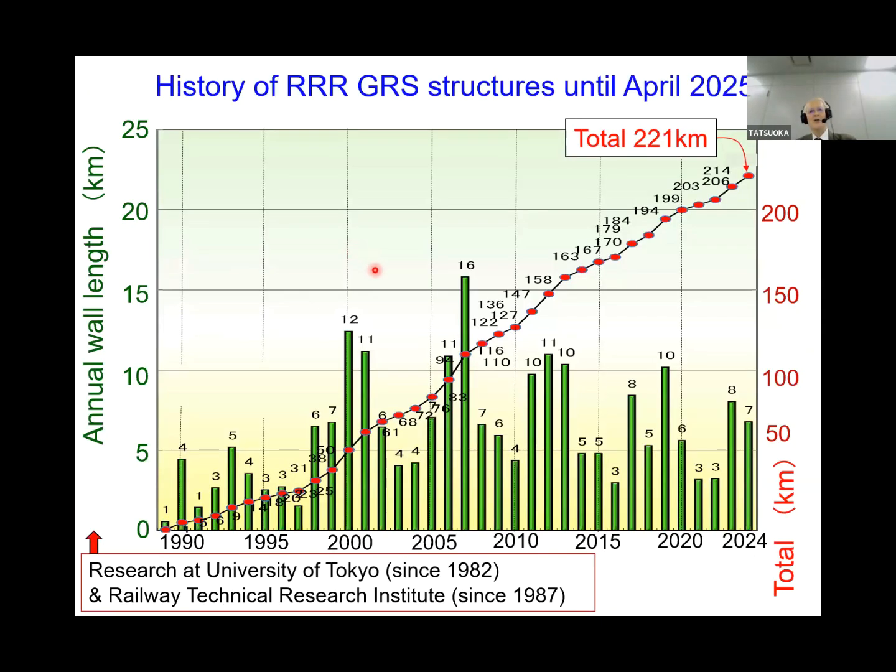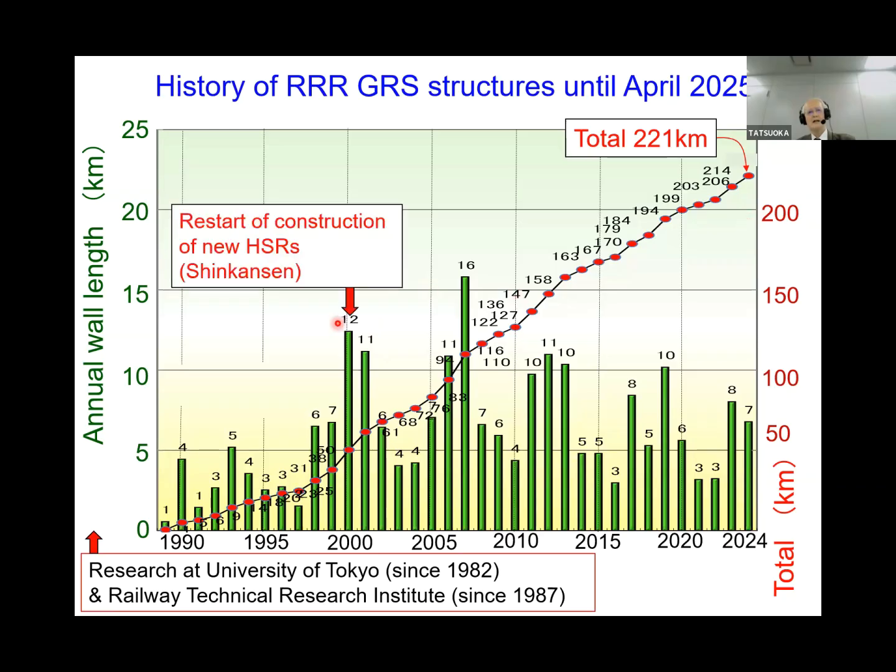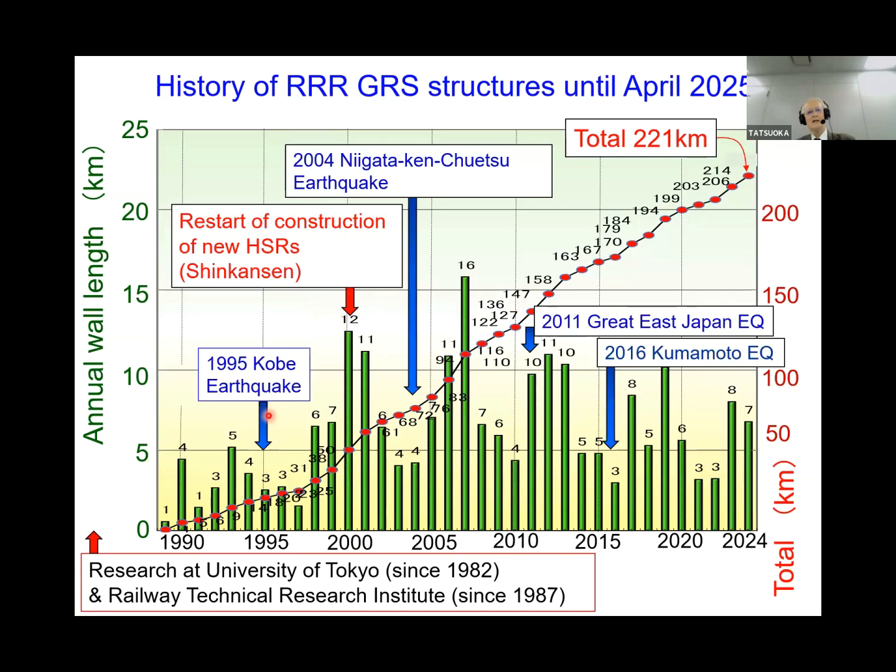And this is showing the history of GRS structures until April 2005. This is annual wall length, and this red one is the total. So now the total length exceeded 221 kilometers. And during this period, this is the restart of construction of new high-speed railways. After this, many high-speed railways were constructed. And during this period, we had a number of serious earthquakes like this, and no damage to these structures.